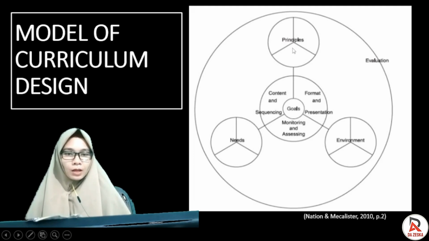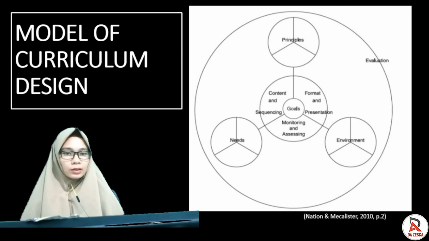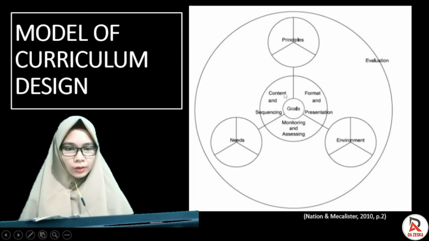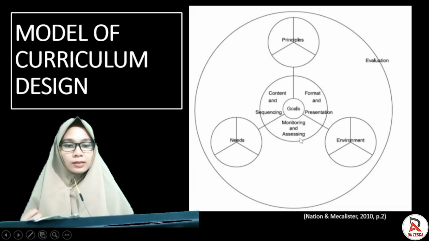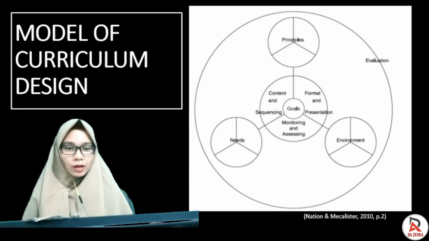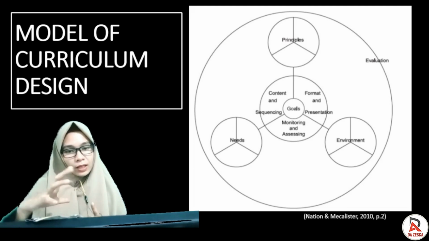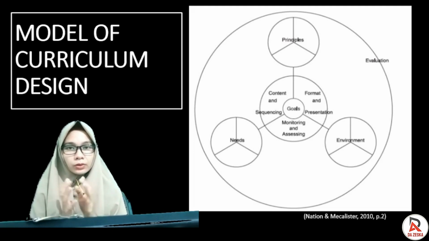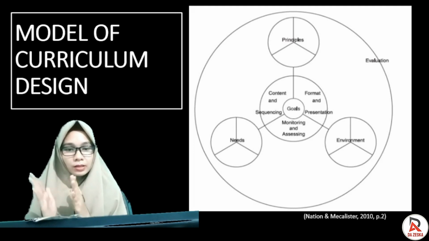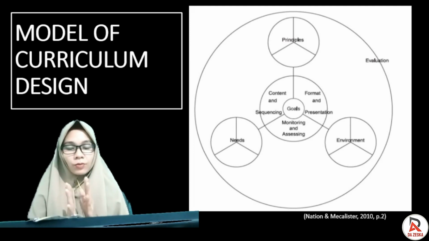And when you do something with content and sequencing, you may see the subdivided circle. Over here, there are three segments. The first is content and sequencing, monitoring and assessing, and the last is format and presentation. They are the three subdivided circles, and the goals also have influence on these three: content and sequencing, monitoring and assessing, format and presentation.